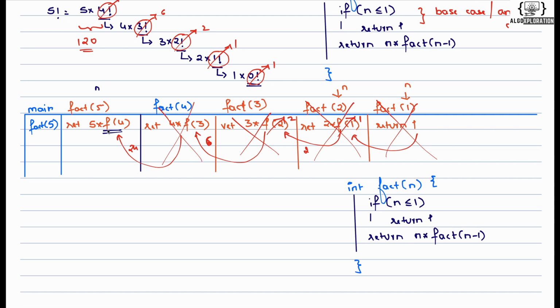Again, it will be doing 5 into 24, that will be 120. So it will be returned to the main function, the value of 120, and it will either be printed out or used in another function or values. Okay, so in this way the recursion is happening behind the scenes.